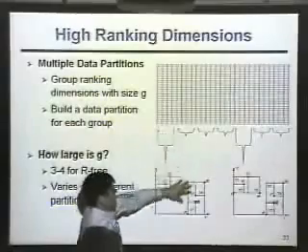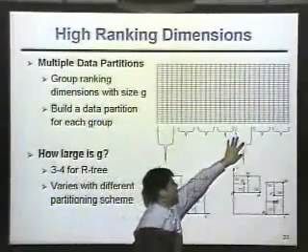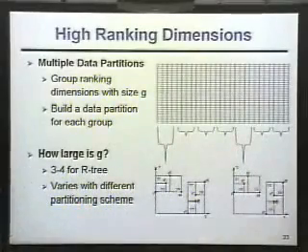Let's say we have very, very high ranking dimensions. What we do is group ranking dimensions with size G, and we partition data for each group. For example, for this group, we partition data in a hierarchical way, and for these 3 dimensions, we also partition data in this way. The value of G depends on the different partitioning method. Typically for R-tree, 3 to 4 is a normally used number of dimensions.